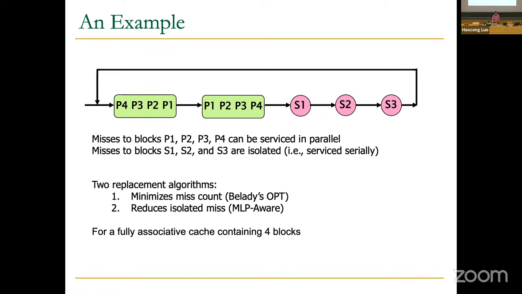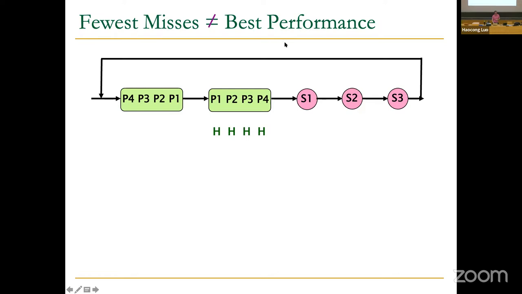So basically, what we're going to demonstrate is that fewest misses is not going to lead to the best performance in this sort of access pattern. And how do you demonstrate that? Let's look at Belady's optimal. If you actually do the analysis, all of these should be hits in the steady state. I'll let you think about that. But assume that we start from that steady state.